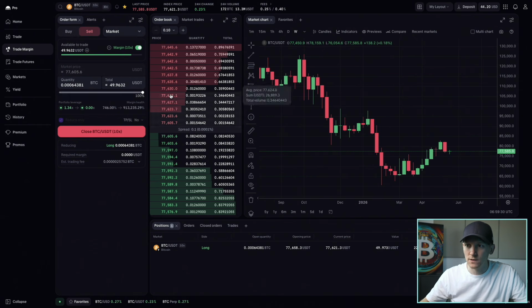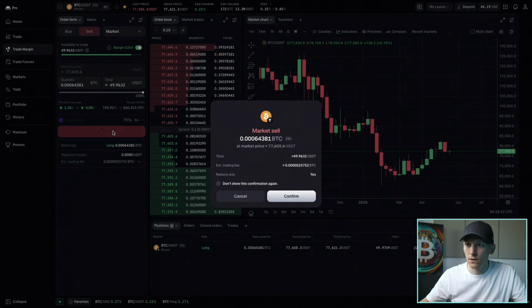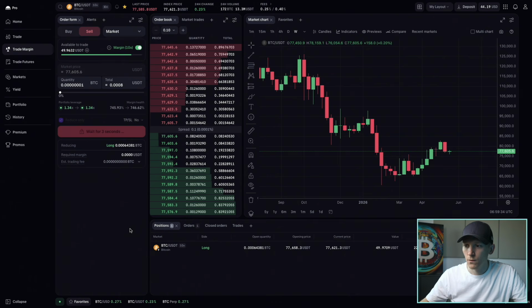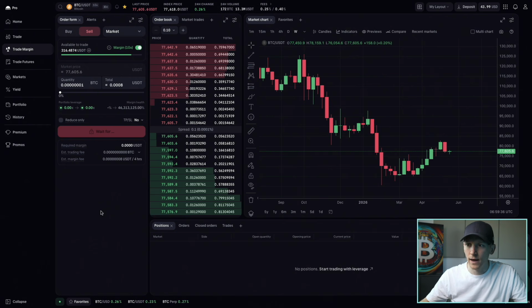And so what we're going to do is just get out of this trade, pay the trading fee. So close, yes, confirm. What that will do is sell out the Bitcoin that I had, and that will use that to pay off the loan that we had. So now we shouldn't have any leverage on the account, and we just return to the assets that we had before taking out the trade.